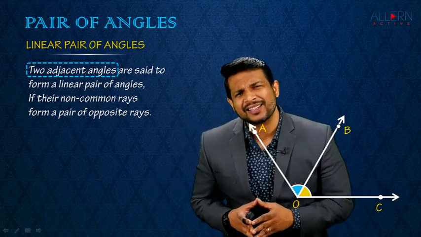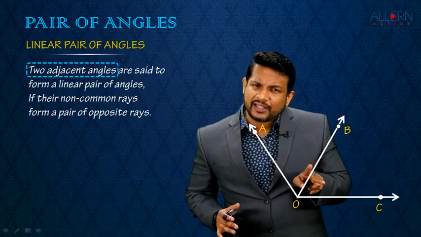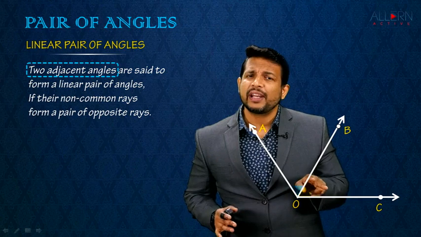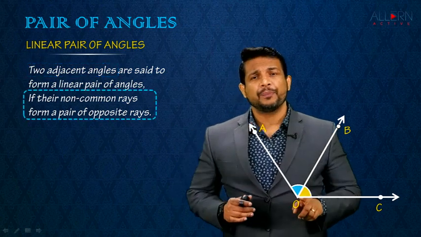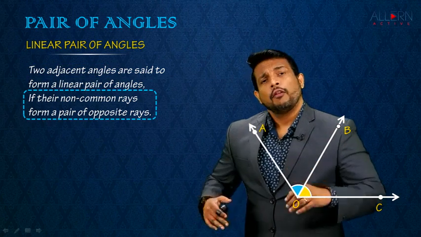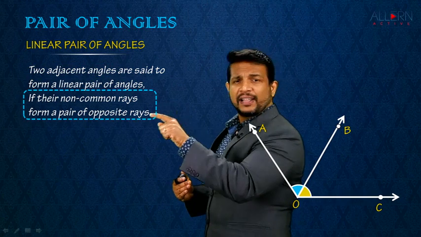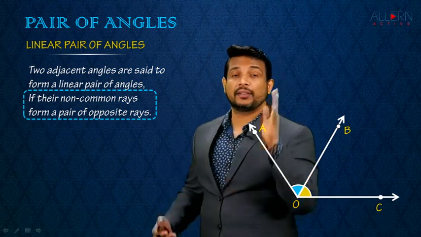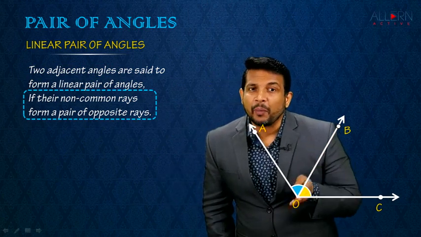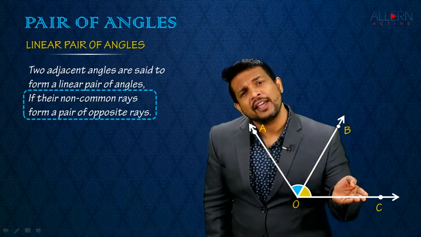Now you'll say, what is this? It's very simple. We are talking about two adjacent angles. Are these two angles adjacent? Yes. It's a pair of adjacent angles, angle AOB and angle BOC. But these two angles will form a linear pair only when this condition is satisfied. What is that? Their non-common rays. For these two, what's the common ray? OB. So what are the non-common rays? It is OA and OC, isn't it?